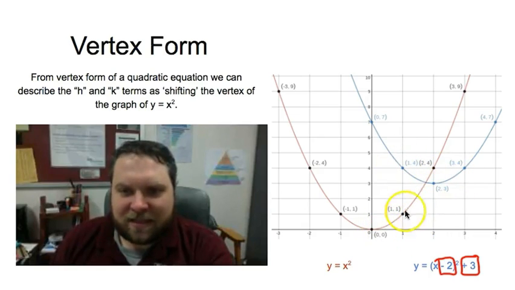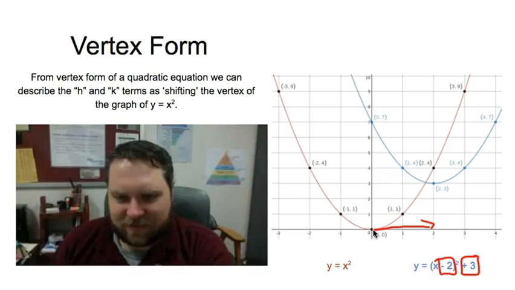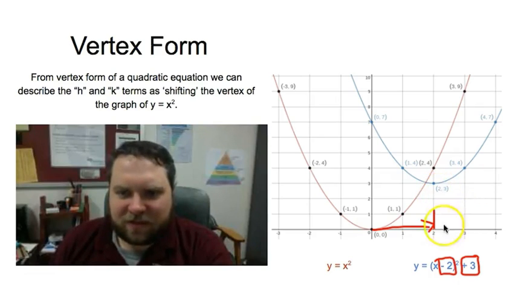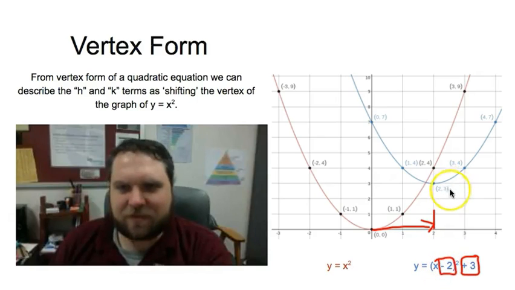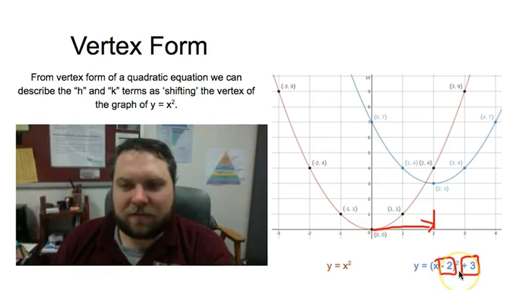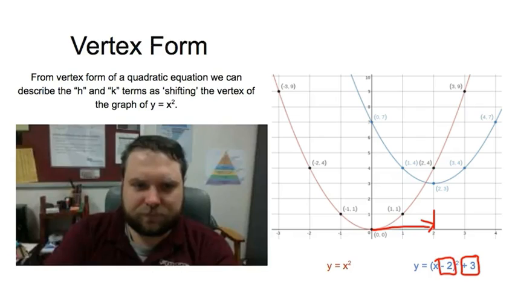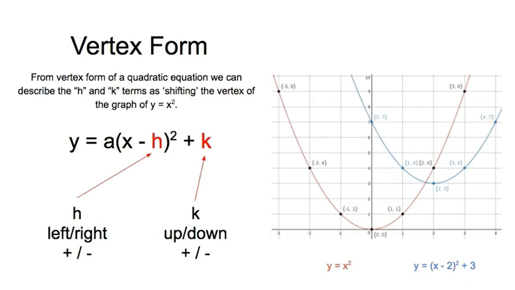And we can see that it's the vertex that has changed. The vertex went from (0, 0) to (2, 3). We can see it had the effect of shifting the vertex to the right 2 places and up 3 places. And in fact, if we look at that coordinate itself, the 2 is the opposite of that number that was in the parentheses, and the 3 is that number that was outside the parentheses all by itself. This is the effect of h and k.